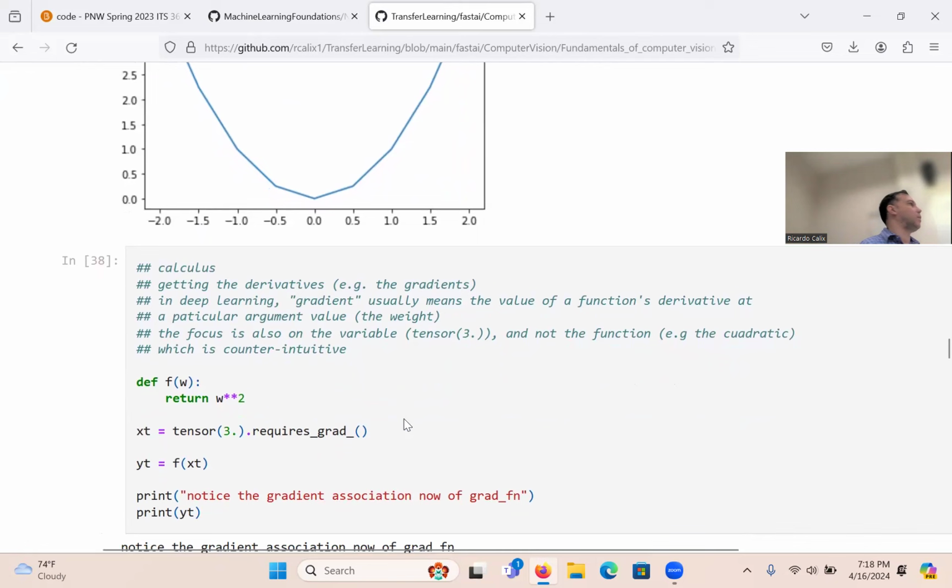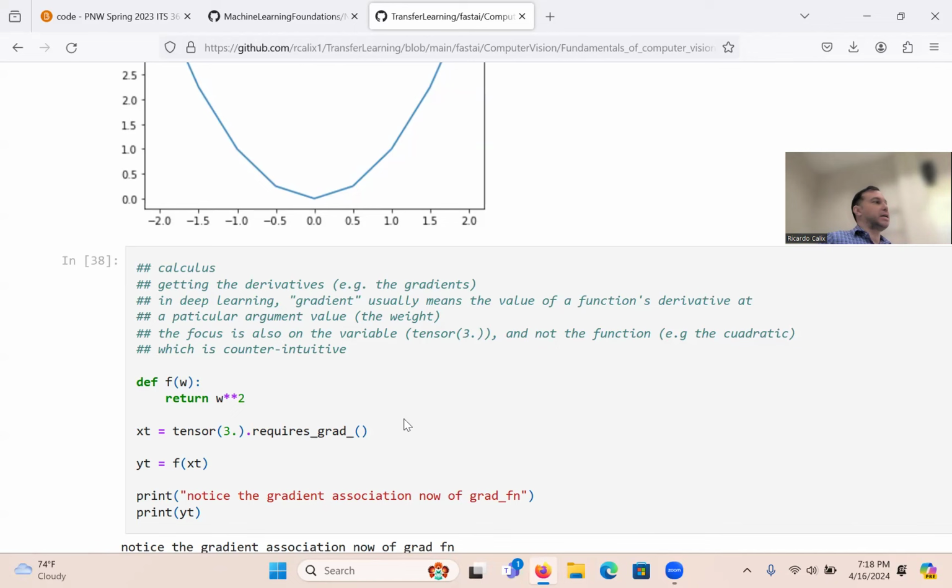Now comes the calculus part. All right? Calculus basically just means getting the derivatives, a.k.a. what people call the gradients, because it's always this analogy of going down the mountain. So in deep learning, gradient usually means the value of a function's derivative at a particular argument value, such as the weight. The focus, and this is key, is also on the variable and not the function. Which is counterintuitive.